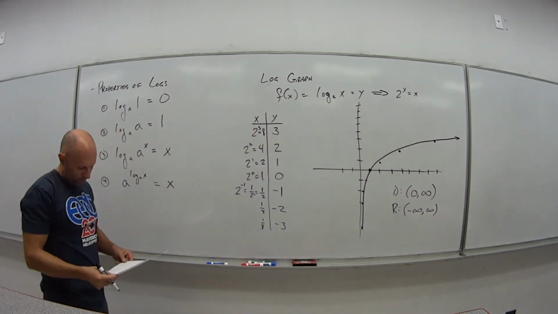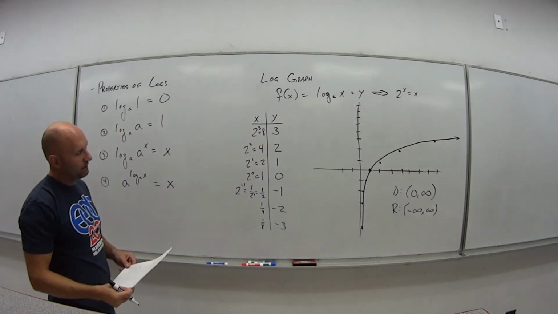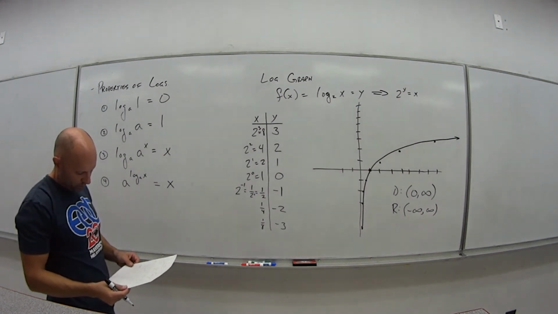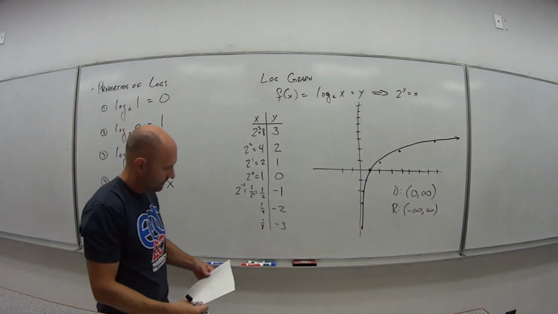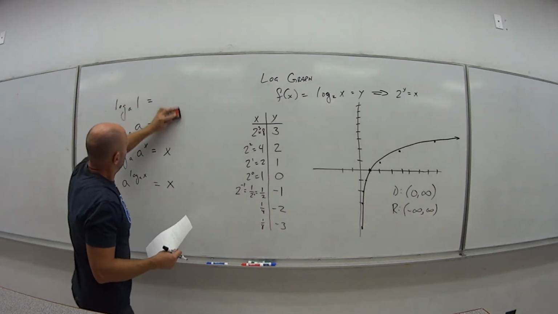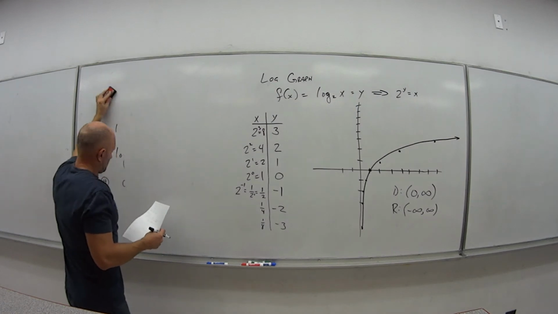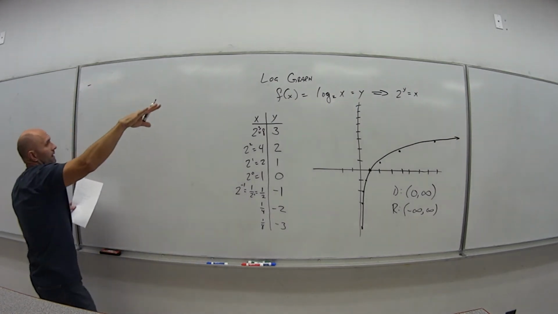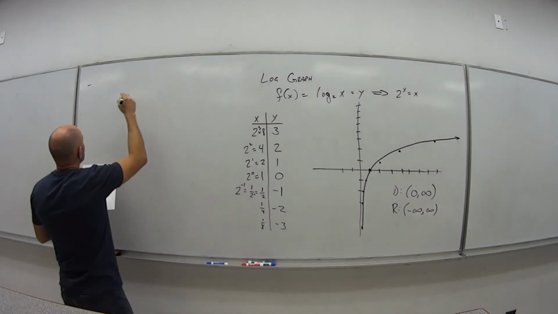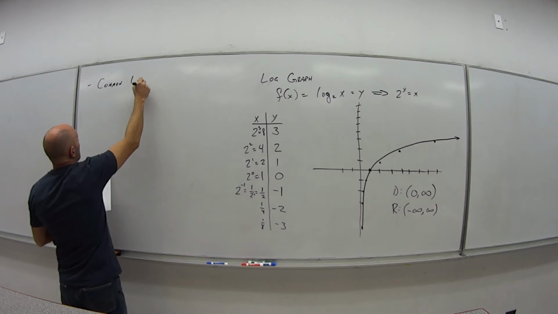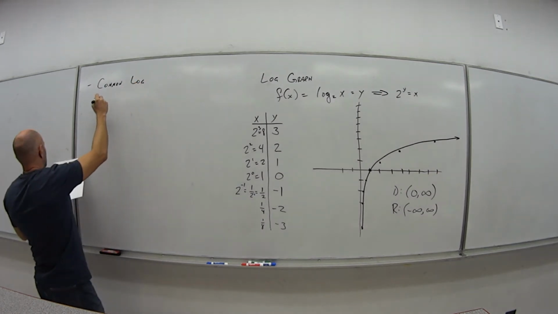So that's what our domain and range look like, and what the graph of the log function looks like. In that example, we had a base of 2. We also have what's known as the common log, and that says the following.